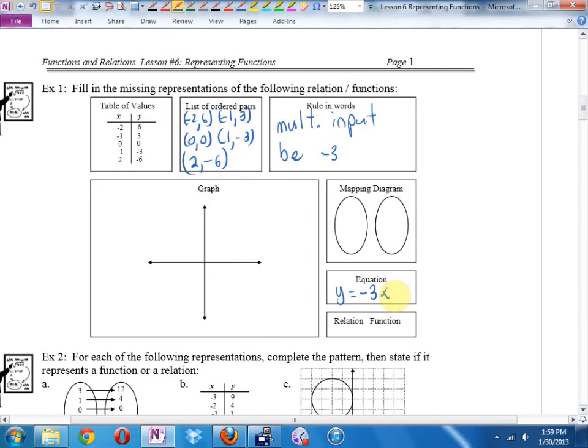Graph. Could we graph those points and connect them? I'm going to skip that. Mapping diagram, could we list them and connect them? I'm going to skip that. Can you, by looking at this, tell whether it's a relation or a function? By the way, I shouldn't say relation or a function. It is a relation. Everything's a relation. But is it a function or not? I'll need to retype this next year and fix that. I wasn't thinking when I did this.